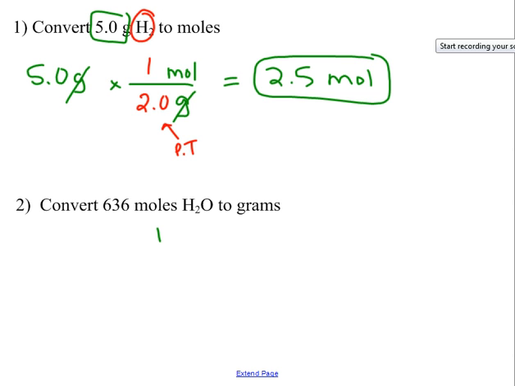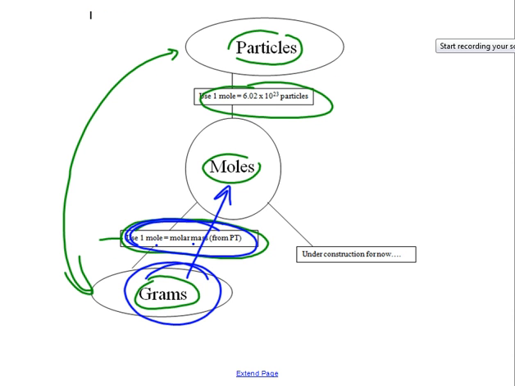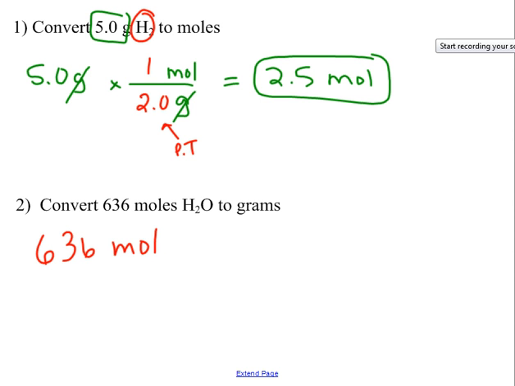Alright, so in problem number 2, we're going to be converting 636 moles of water to grams. So again, in these problems, always start with the number that you are given. In this case, it's 636 moles. And I'm going to step us back to the mole map right here. Here we're starting in moles, and now we're trying to get to grams. So again, we're going to have to use that molar mass conversion from the periodic table. So this is just going to be a single step problem.